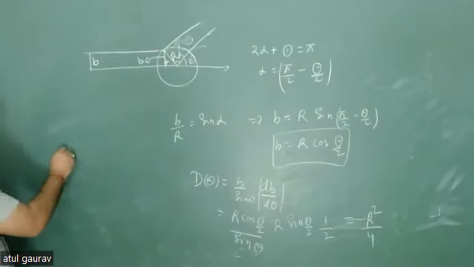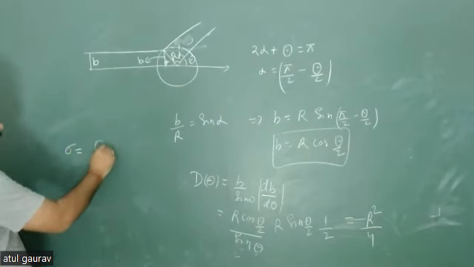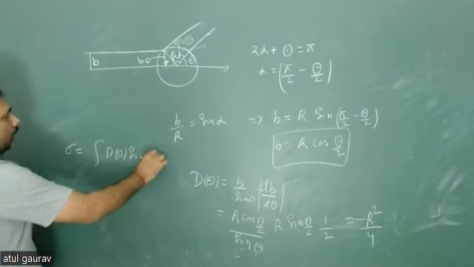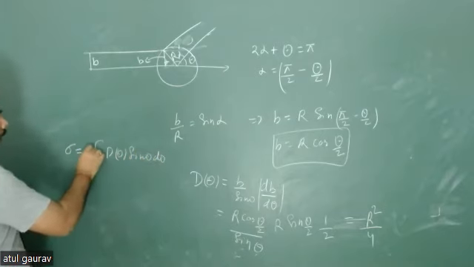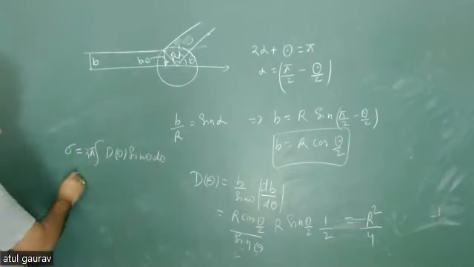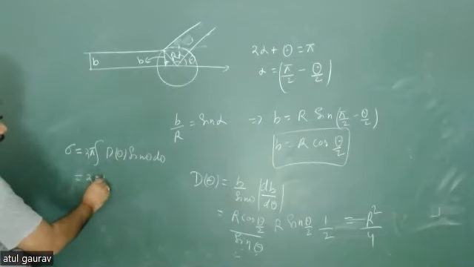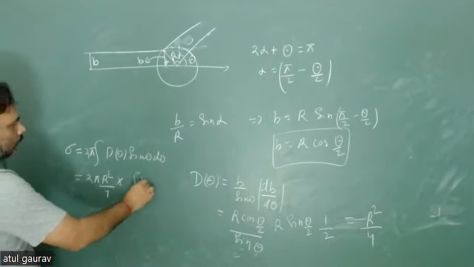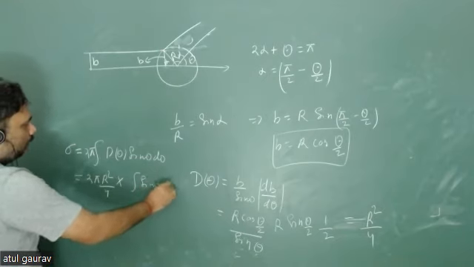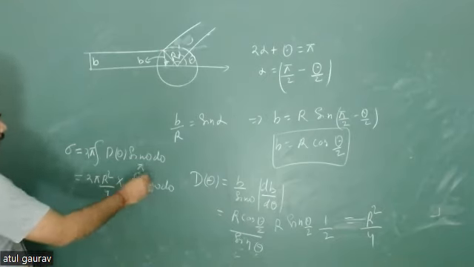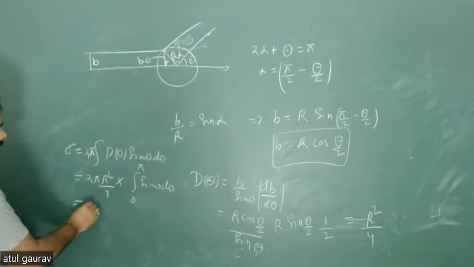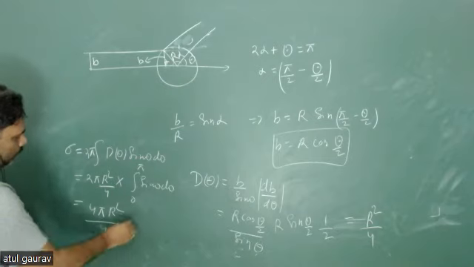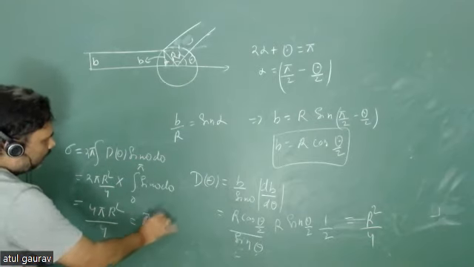What will be your total scattering cross section? Integral of sin theta d theta into 2 pi, because it is a symmetrical system. So you have 2 pi R squared by 4 into the integral of sin theta d theta from 0 to pi. The integral gives 2, so you have 4 pi R squared by 4, that is pi R squared.